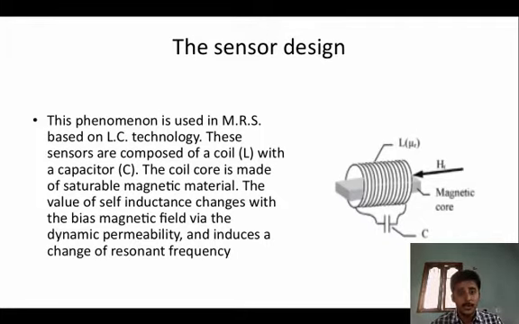What happens when this bias magnetic field changes? How does the self-inductance change? It's very simple. When the bias magnetic field is increased, the dynamic permeability of the medium will fall. Hence, the self-inductance of the coil varies. So this is the main principle behind designing the sensor for magnetic resonance sensing.